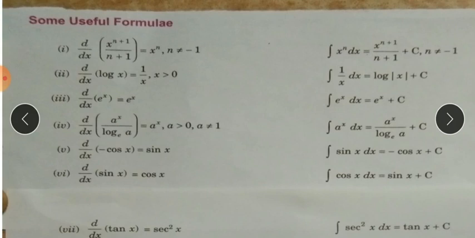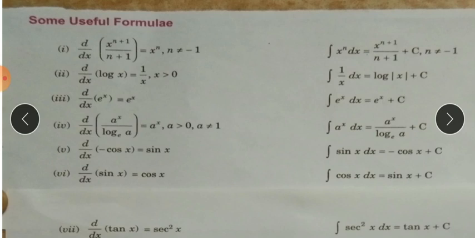See formula number 6, d by dx of sin x is equal to cos x. When we are changing d by dx to right hand side, it becomes integration sign. Once again, d dx of sin x is equal to cos x. When we are transposing this differentiation to right hand side, it becomes integration sign. You can see integration cos x is equal to sin x plus c. C is constant of integration.